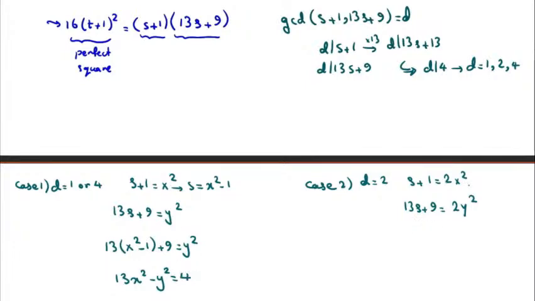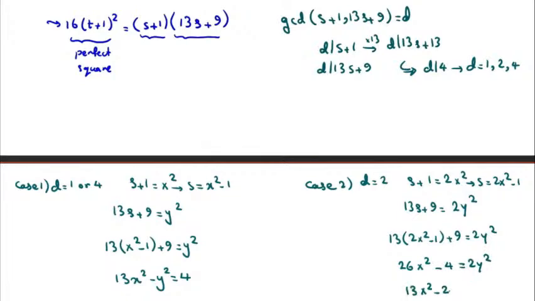If you consider the other case, s will be 2x squared minus 1. And if you replace it here, 13 times (2x squared minus 1) plus 9 equals 2y squared. So 26x squared minus 13 plus 9 minus 4 equals 2y squared. So 13x squared minus y squared equals negative 2. If you divide by 2 and take 2y squared to the left hand side, it will be y squared, negative 4 to the right hand side, it will be 4, divide by 2 will be 2.